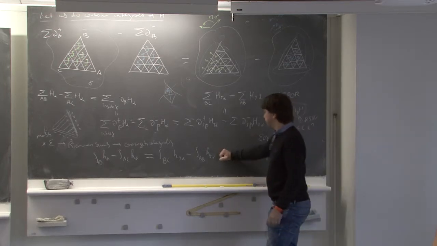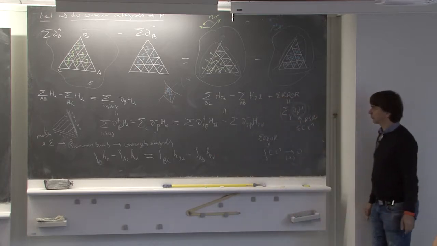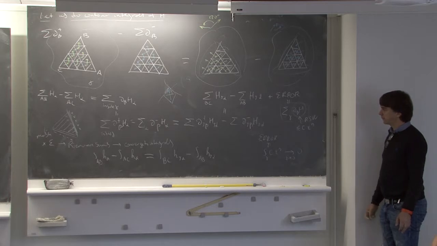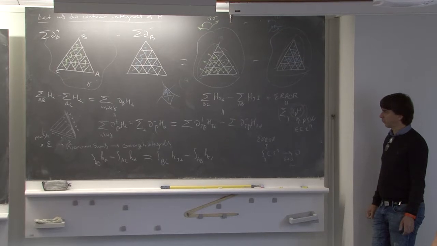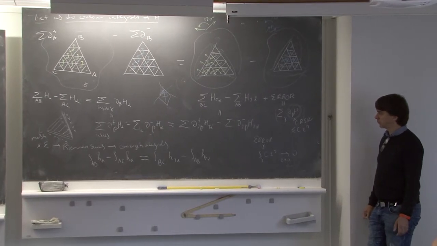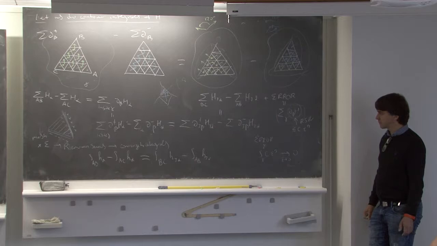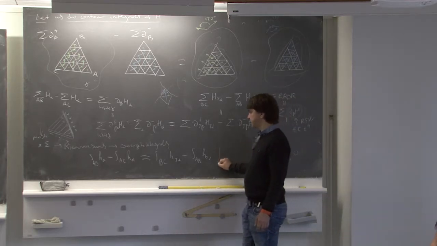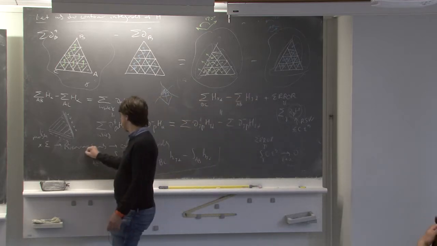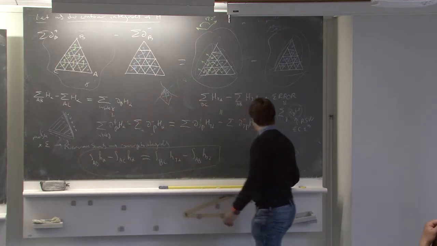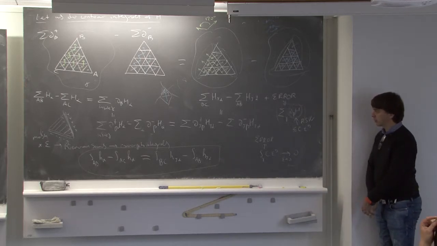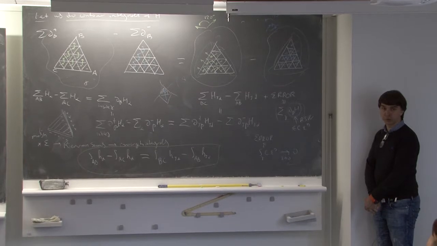So we deduce the following identity, basically for any triangular contour.